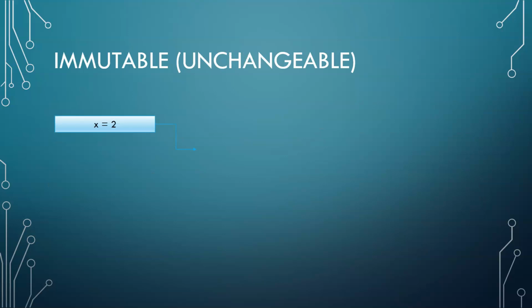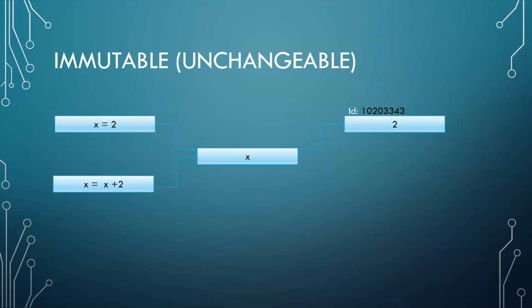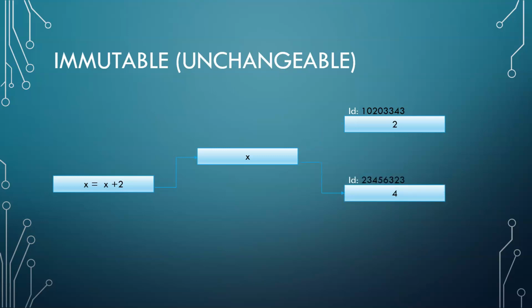So if we create a variable x and assign it to number 2, we know that it will get its own memory location. And if we change the value of x, what will happen is that x will not be pointing to this memory location, but it will be assigned to a new memory location. And what happens to the old memory location? This will be deleted by the garbage collector.